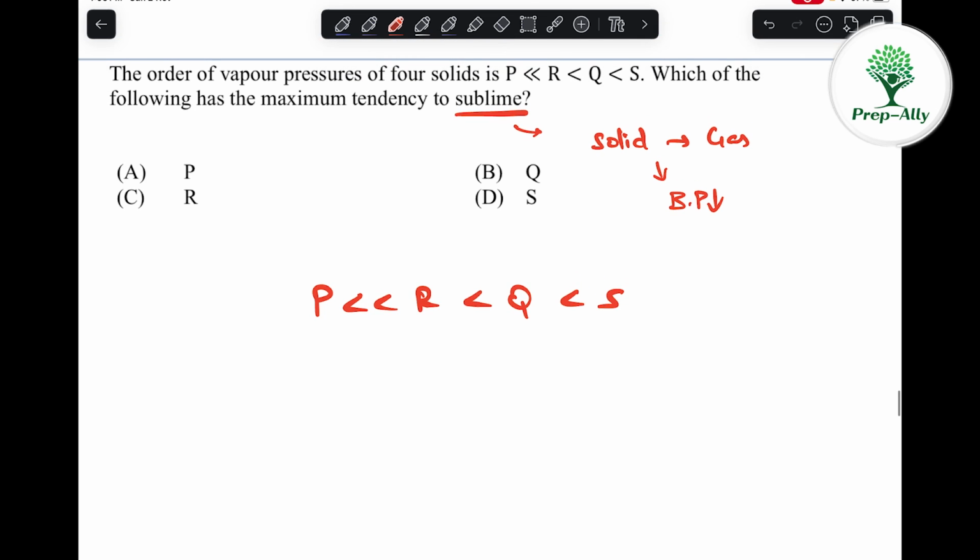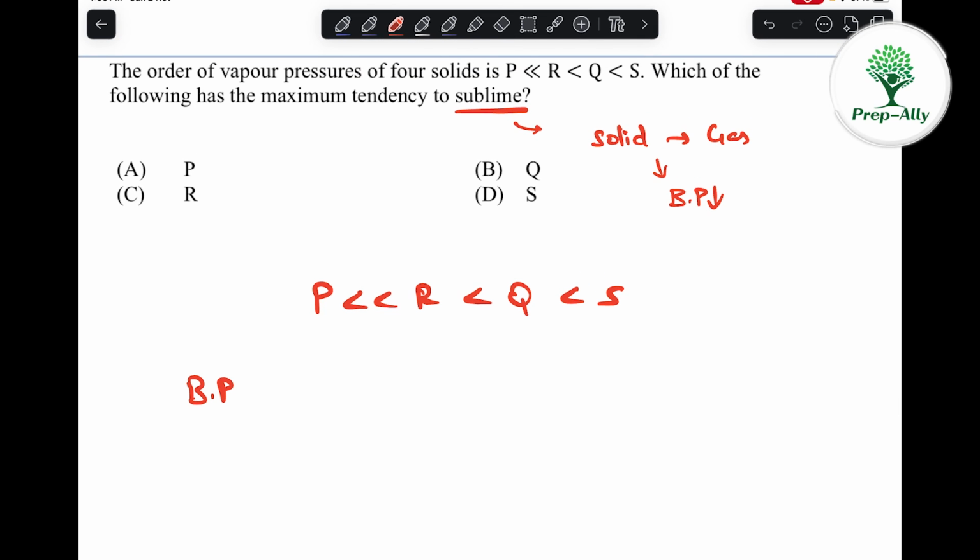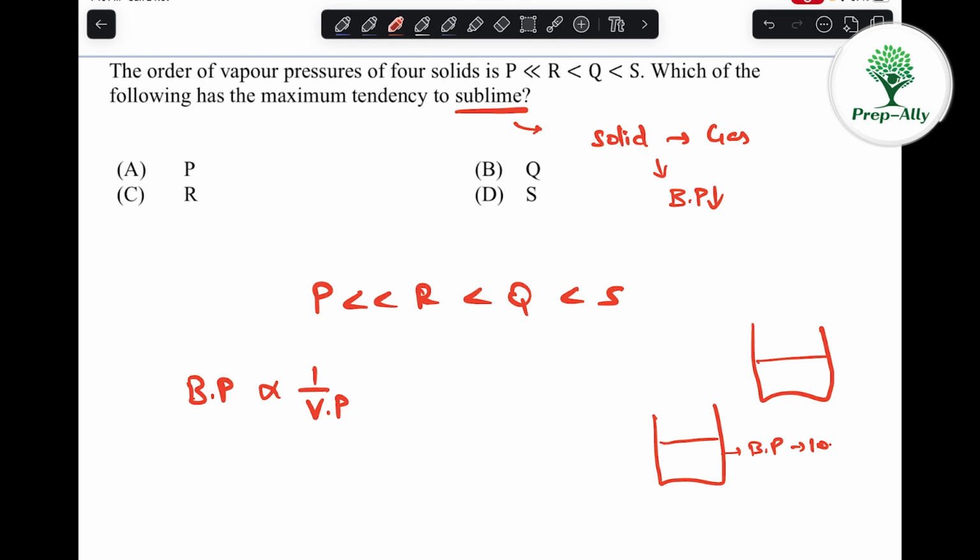And what is the relationship between boiling point and vapor pressure? As we discussed in the previous question, boiling point is inversely proportional to vapor pressure, which means if I have two solutions, both will have different boiling points. Let's say one has a boiling point of 100 degrees Celsius. This one is having a boiling point of 150 degrees Celsius. So one will have more vapors at a certain temperature and one will have fewer vapors. Let's say I'm maintaining it at like 90 degrees, 99 degrees.